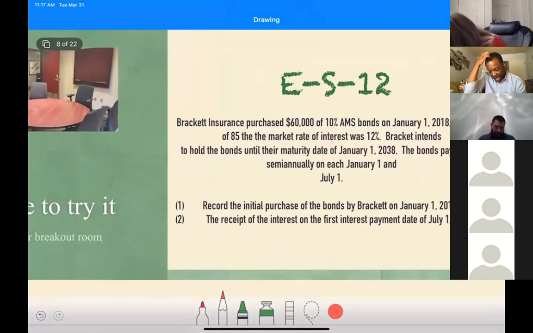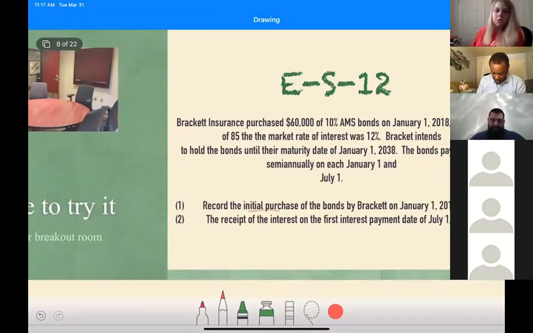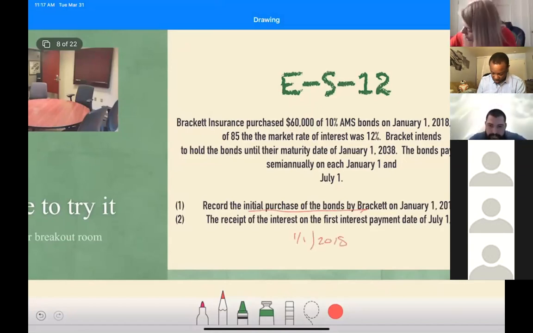Now, you're only asked to do two things. Record the initial purchase of the bond. So what's the journal entry on January 1, 2018? And then the receipt of the interest, so the interest payment on July 1st, 2018. So how much interest? So just two journal entries.